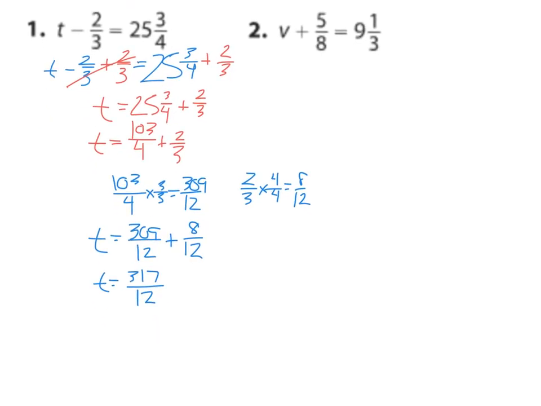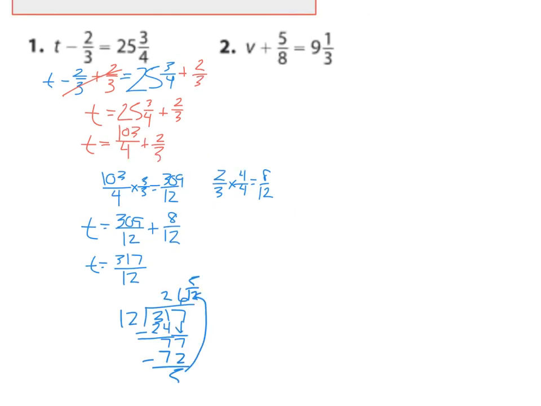So I'm going to actually divide 317 divided by 12, with a final answer of 26 and 5/12. Showing you the answer for number 2 in 3, 2, 1.